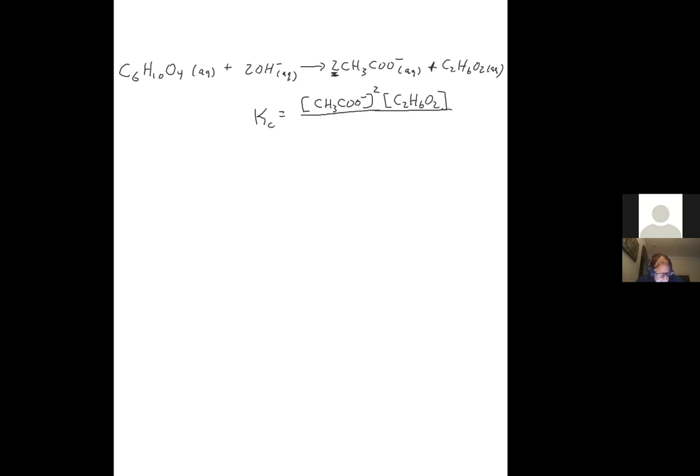And then on the reactant side, we've got C6H10O4 and then we've got OH minus. So times, remember, a very common mistake, particularly in the denominator, people will put plus. Don't do that. It's not plus, it's multiply.